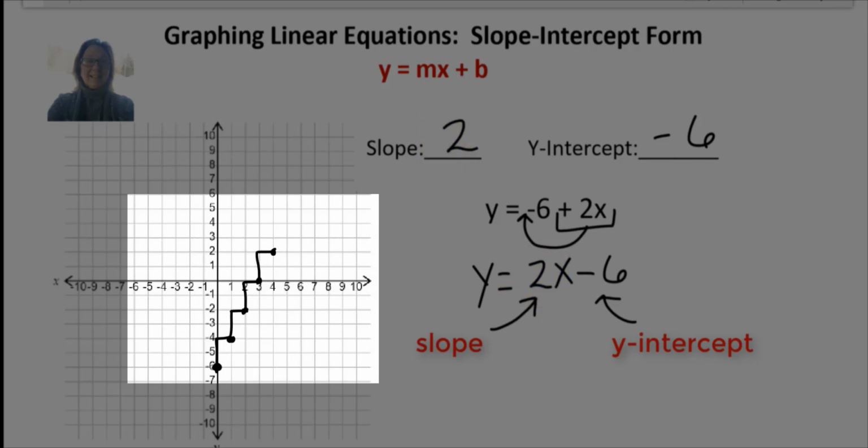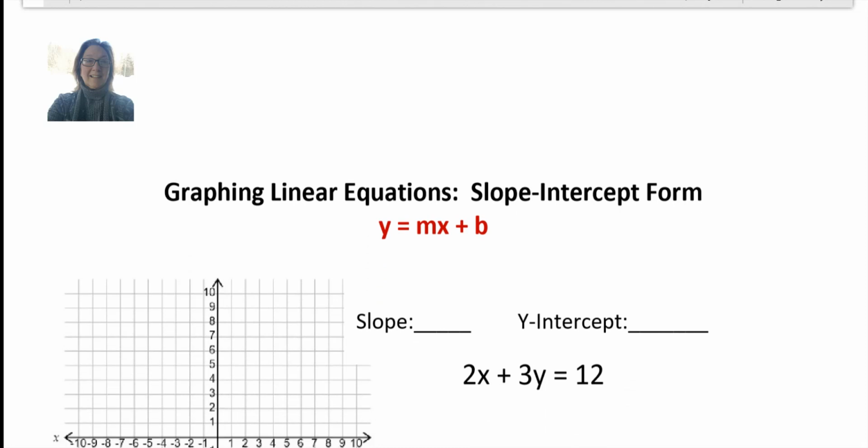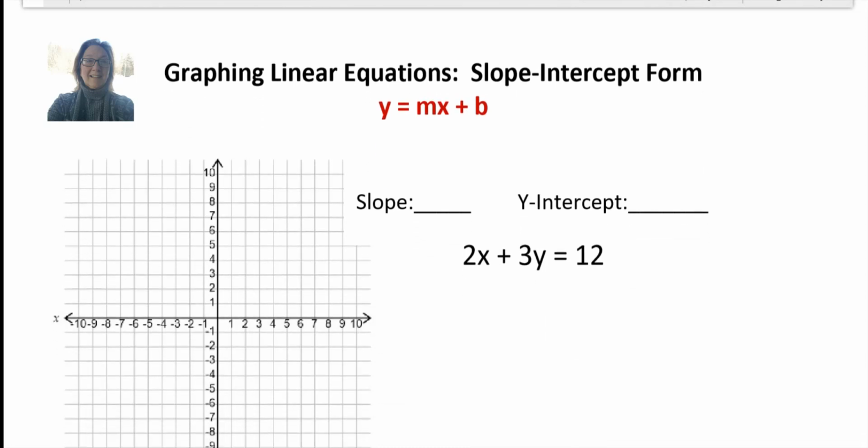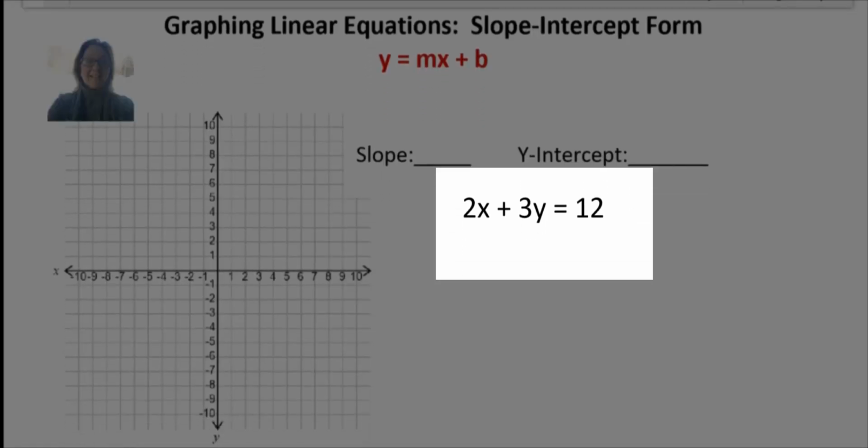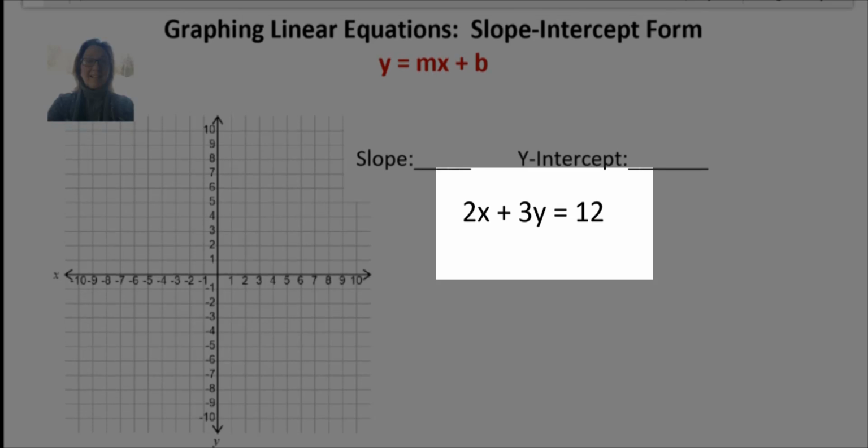Finally, let's draw a line connecting the dots. We have now successfully graphed our first linear equation. Let's take a look at another equation. 2x plus 3y equals 12.